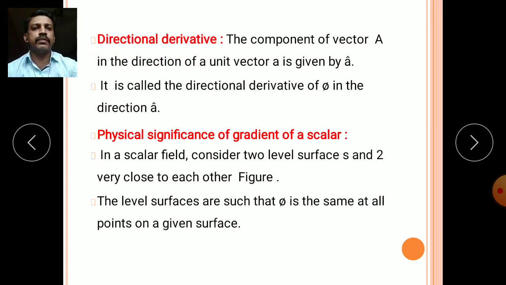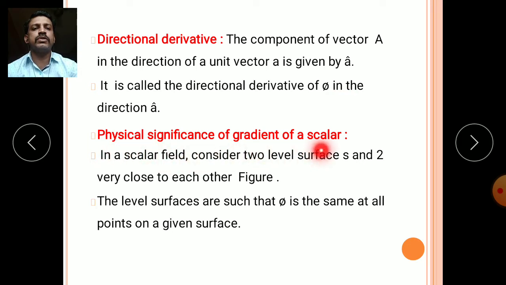Directional derivative. The component of vector A in the direction of a unit vector a is given by del phi dot a-cap. It is called the directional derivative of phi in the direction of A. So the directional derivative is given by del phi dot a, with a cap on the head of the a, and it is called the directional derivative of phi in the direction A.